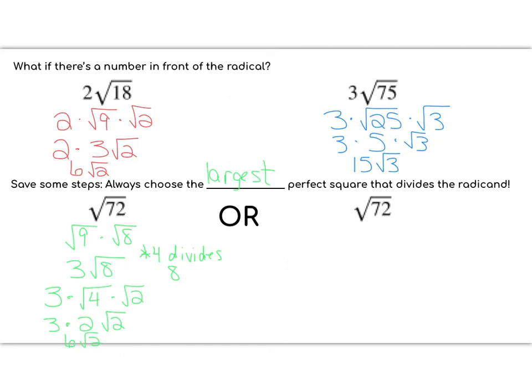So notice that took me a few lines. What if I had looked at 72 though, and I realized that, you know what? 36 divides 72. I can factor the square root of 72 into the square root of 36 times the square root of 2. The square root of 36 is 6, and the square root of 2 remains the square root of 2. Notice I got the same answer, but it only took me one step instead of 1, 2, 3, 4, 5 steps. So the larger the perfect square that you can start with, the better.